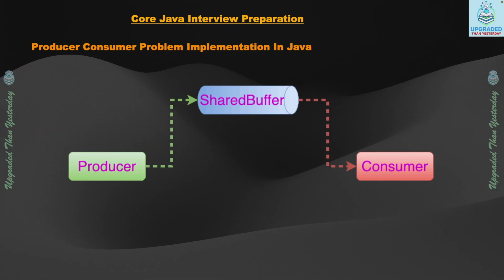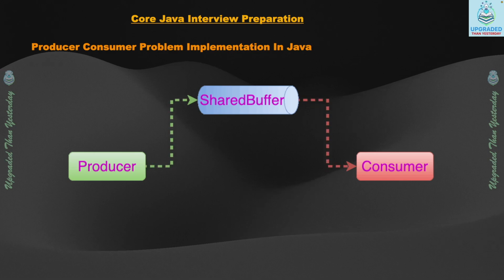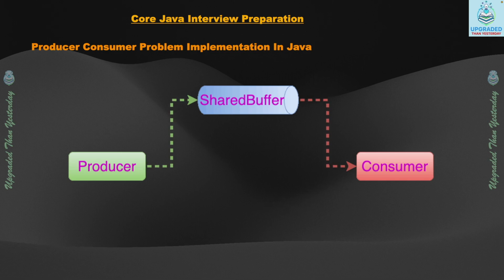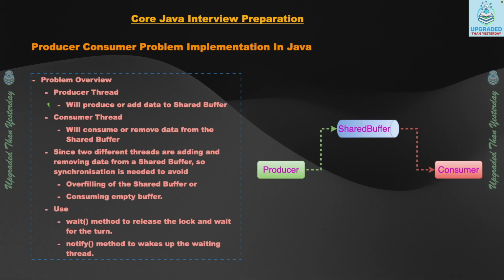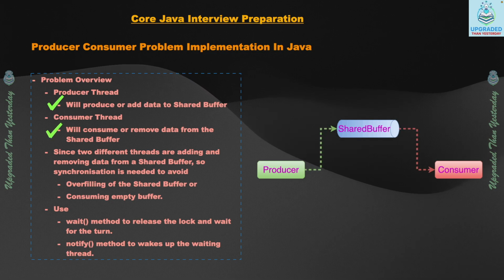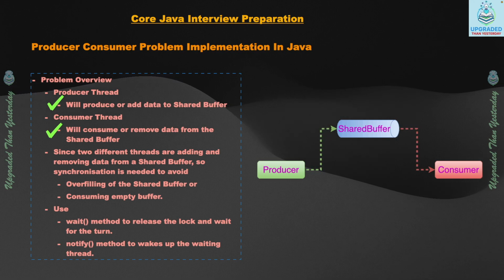Look at the diagram. A producer-consumer problem has three components: a producer, a consumer, and a shared buffer. The producer will produce or add data to the shared buffer. The consumer will consume or remove data from the shared buffer. And the shared buffer is nothing but a fixed size queue data structure.